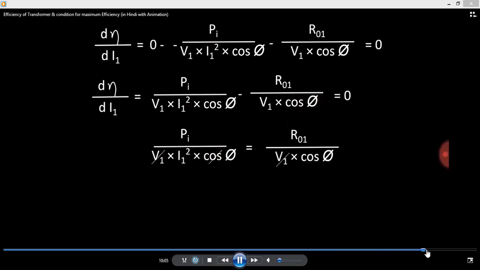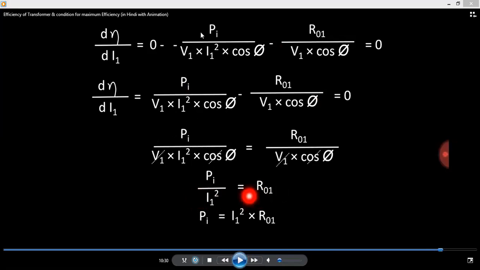V1 I1 cos theta. So what is the formula for copper losses? I square R in general. So Pi or Wi, iron losses, equals copper losses. This is the condition for maximum efficiency.